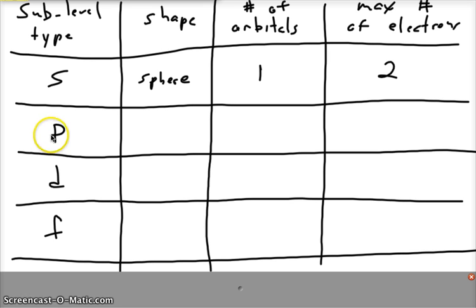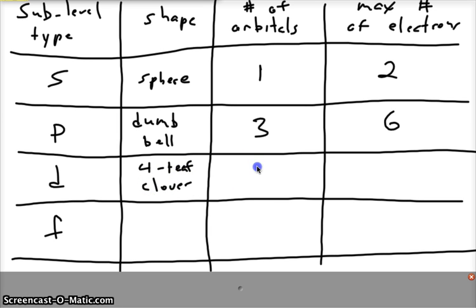Now, P-type sublevels are dumbbell shaped, is how we could call those. There are three orbitals for those. So 3 orbitals times 2 electrons per orbital would give us a maximum number of 6 electrons possible in a P sublevel. D sublevels are 4-leaf clover shaped.